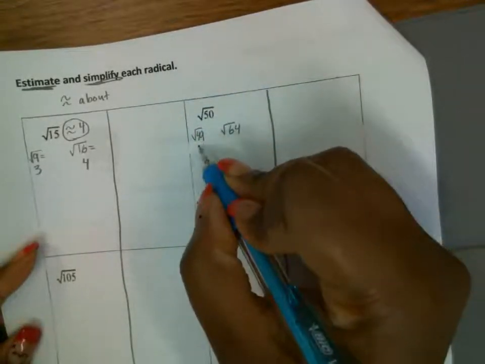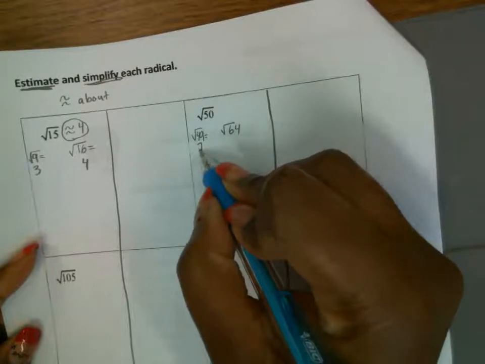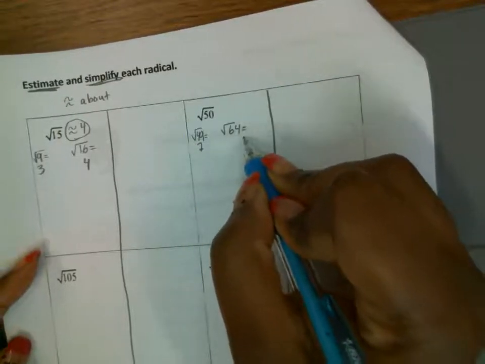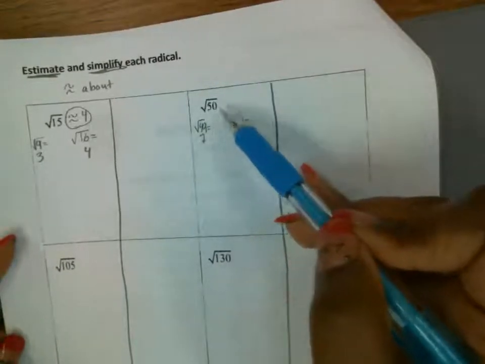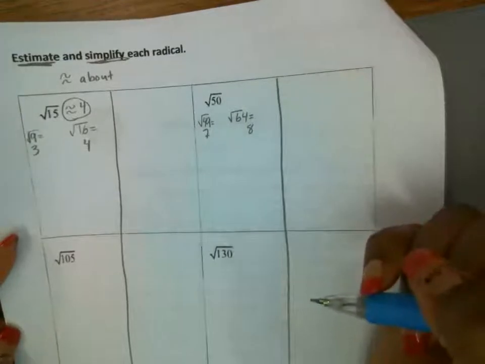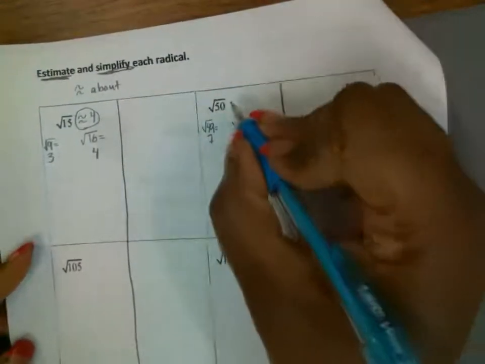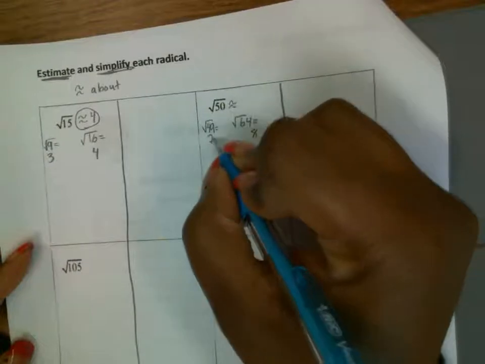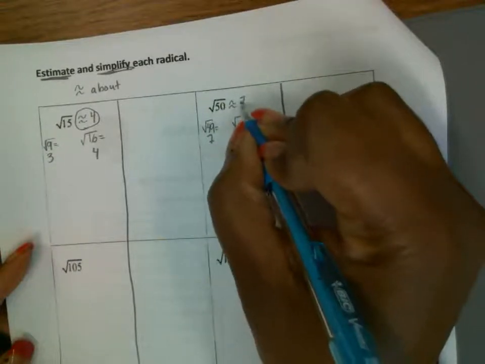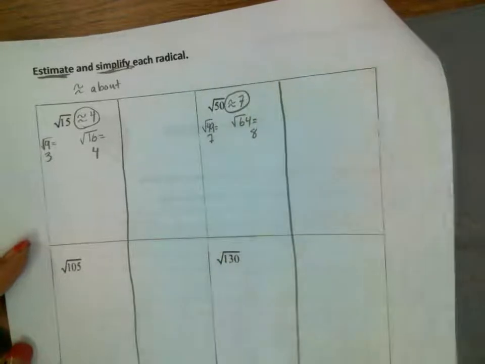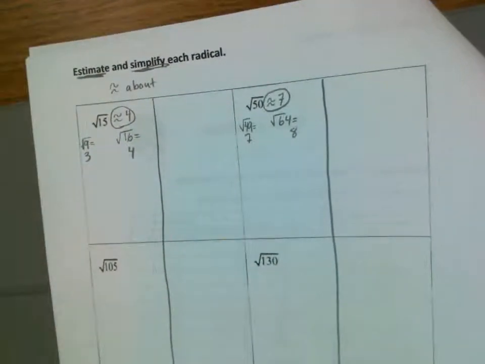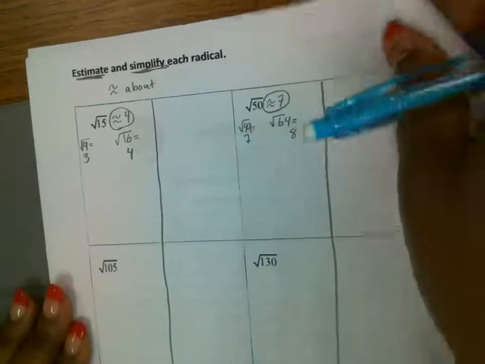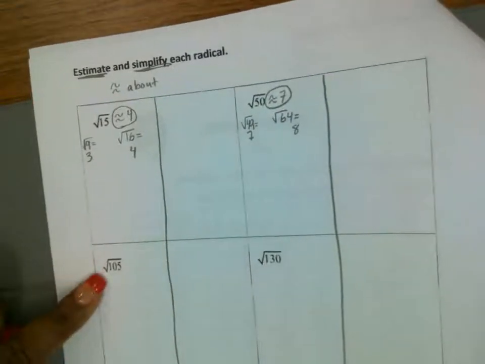The square root of 49 is equal to 7, and the square root of 64 is equal to 8. So which one is 50 closest to, 49 or 64? Very good. So that means our answer here is about 7, since it's closest to 49. So the whole number that it's closest to is 7. Great job. Any questions so far? Okay.